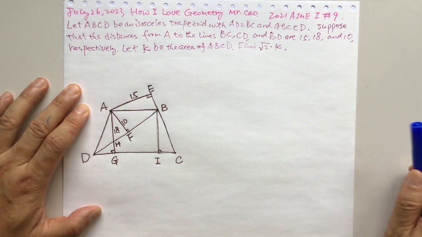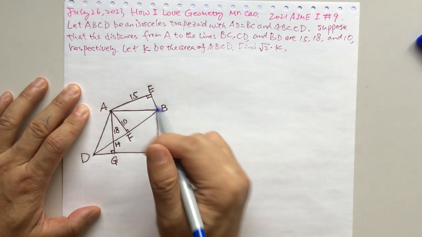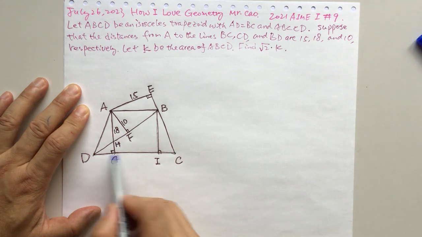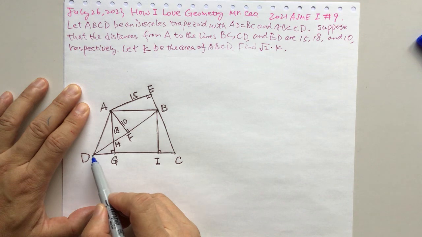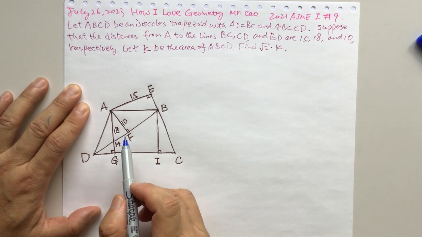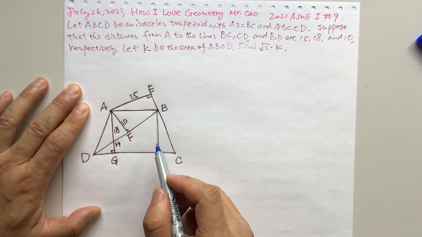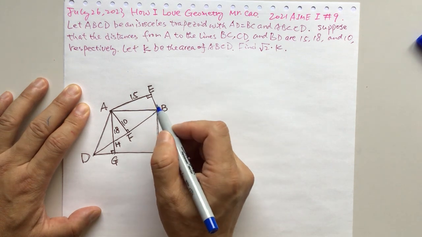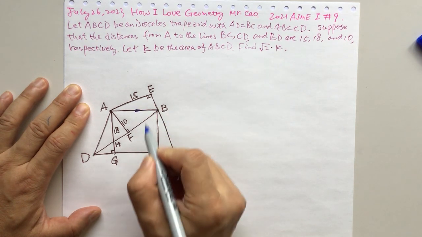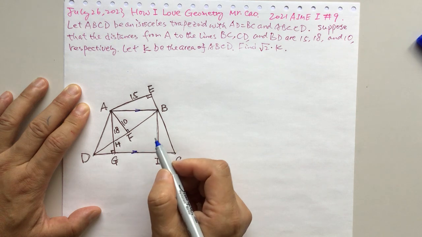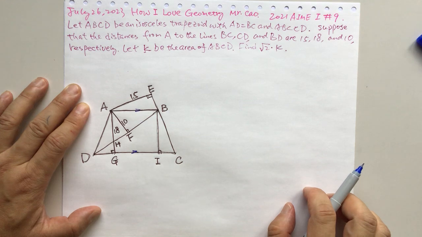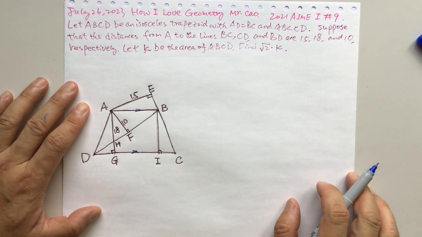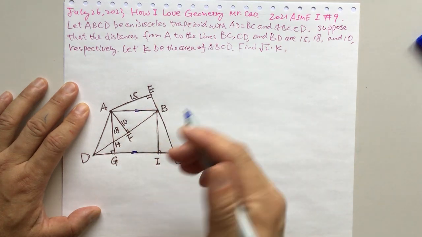Okay, and here we don't know AB and CD, but we know the height is 18. So if we can find AB and CD, then we can calculate the area of the trapezoid ABCD. We know this is parallel to this, right? And we have a lot of right triangles. So first we can find similar triangles, and then we can get the same ratio and find something from that.